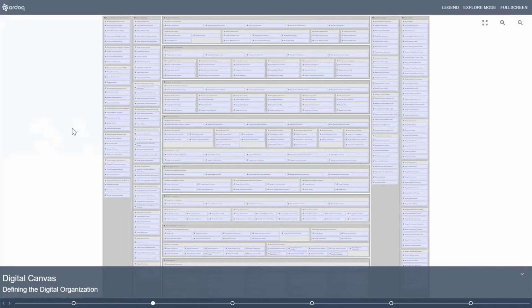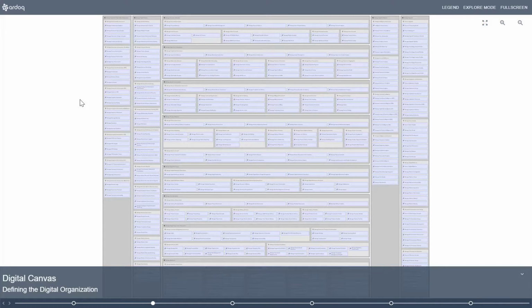The digital canvas is essentially a blueprint for an organization that defines the digital organization from the perspective of digital domains, which are essentially key focus areas that an organization needs to take control of in order to master their digital transformation. This particular model is essentially what we refer to as a capability model. It presents the capabilities required for an organization to transform into a digital organization, hence digital capabilities.